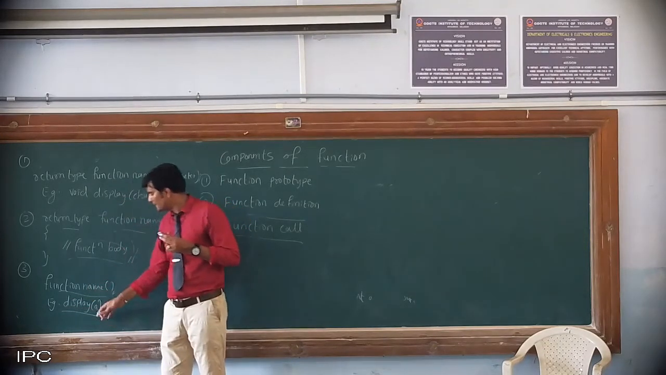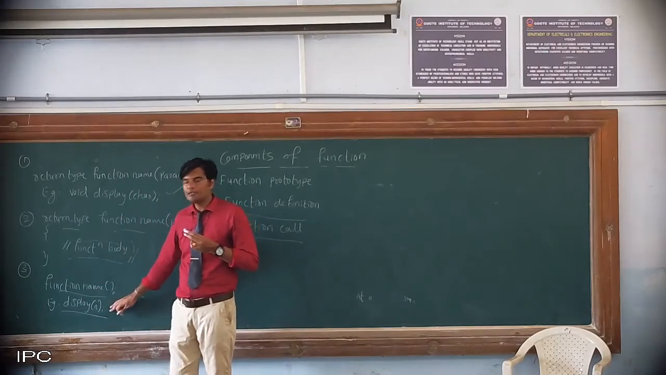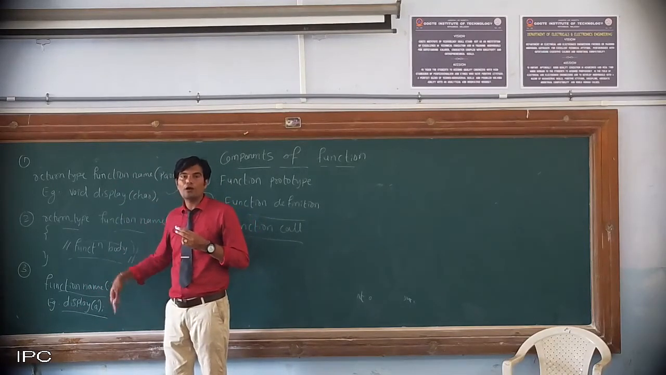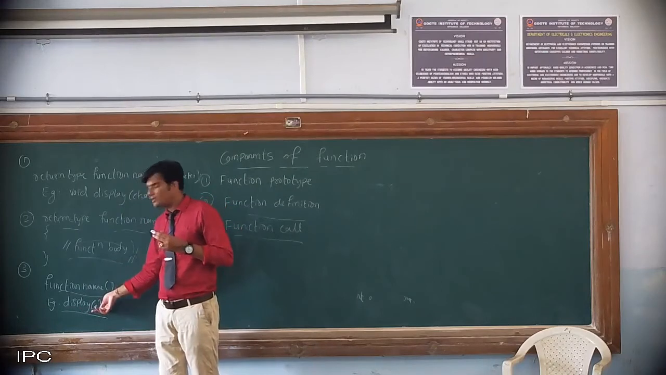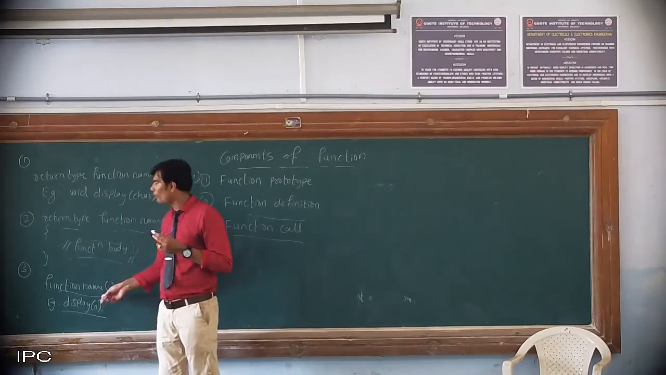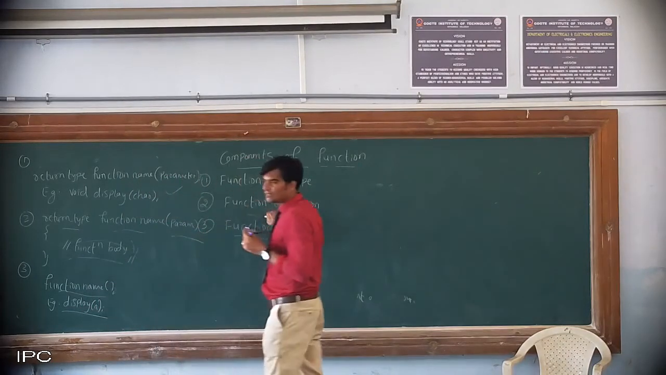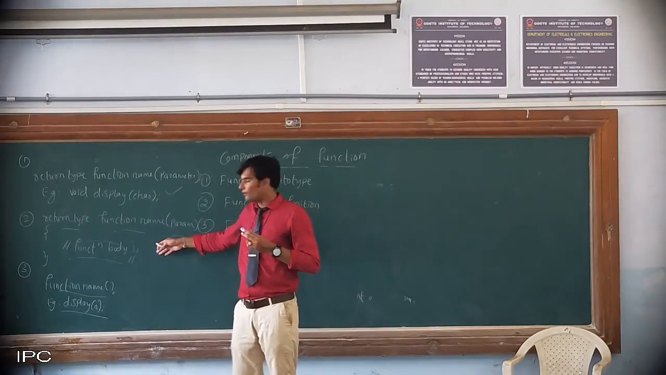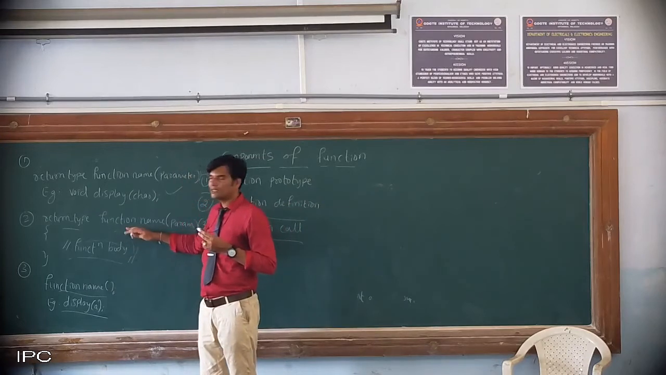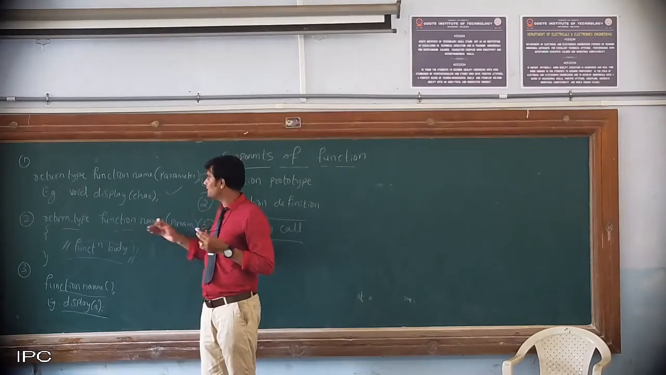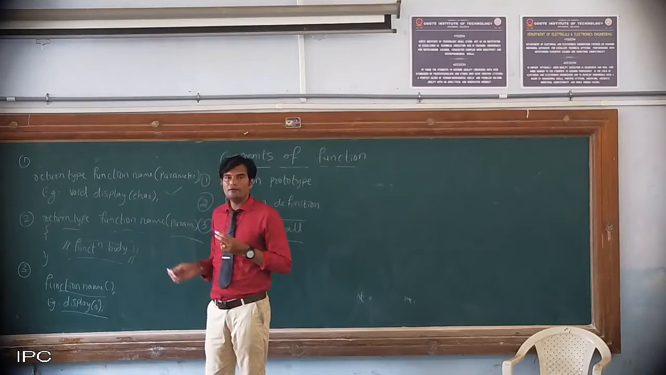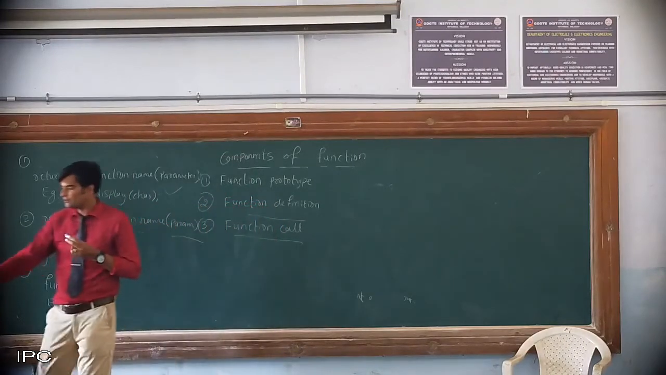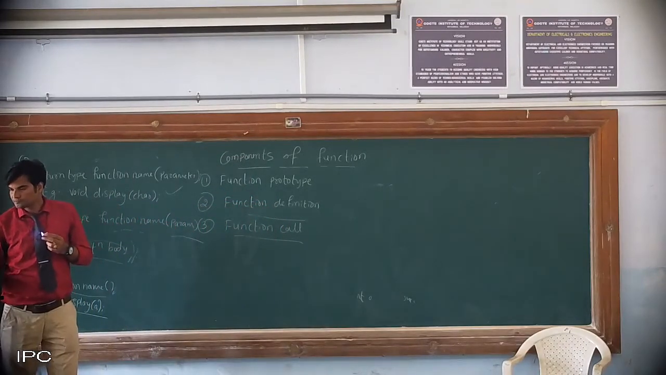For example, display of A. This is nothing but your function call. You are calling a function. This will call the function definition, and then the function definition will be executed. This is the calling function, and this is the called function. So these are the three components of a function. Let's take one example.